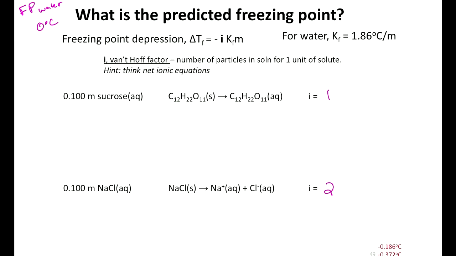So based upon the identity of your solute, you can usually infer what i will be. In this question, I give you molality for all of them. And I give you the freezing point depression constant, which is 1.86 degrees Celsius per molal, meaning for every 1 molal of this solution, it's going to depress your freezing point by 1.9 degrees Celsius. Okay, so at this point, it is just plug and chug.